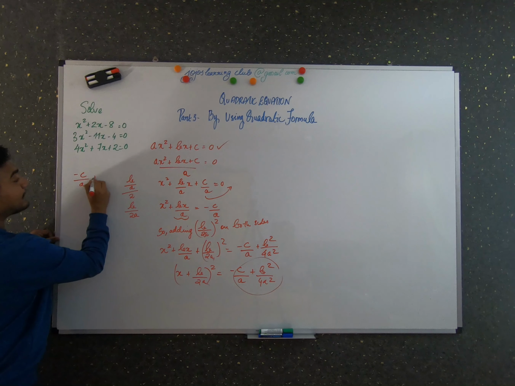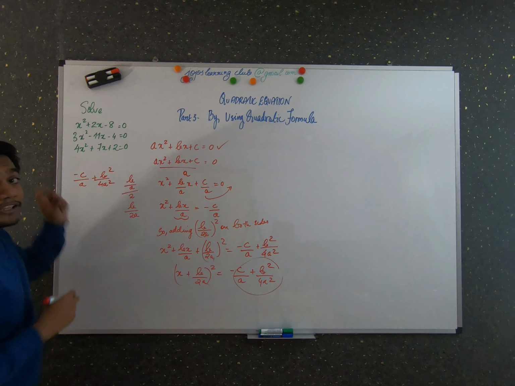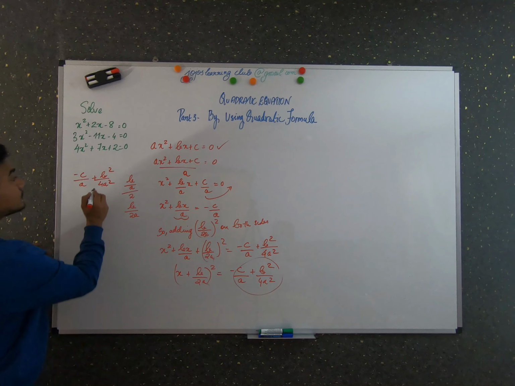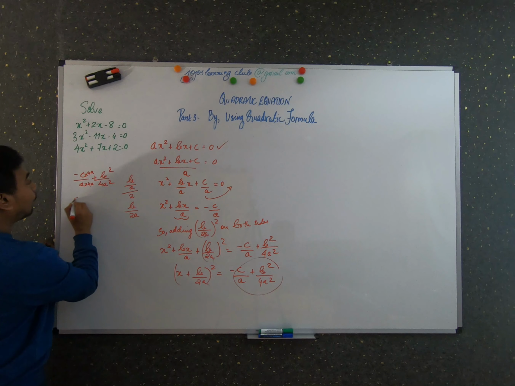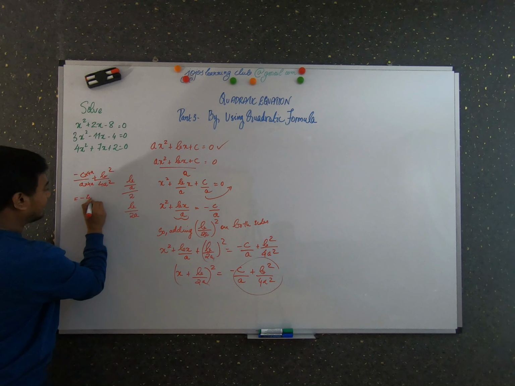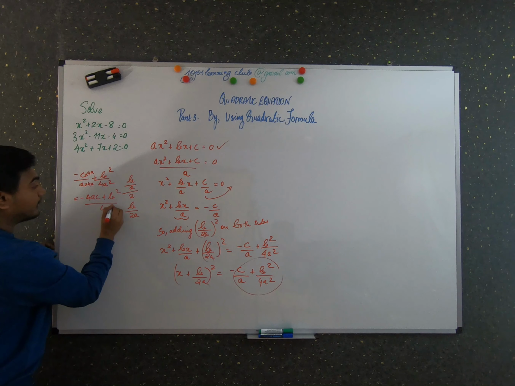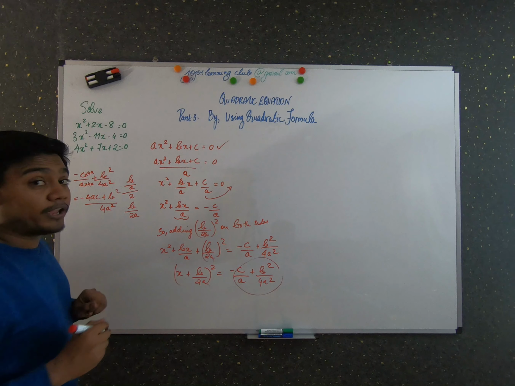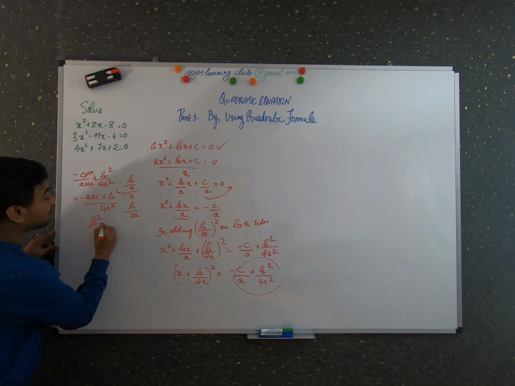Minus c by a plus b square by 4a square, and take the LCM so that you can combine them and make a single expression. So here you have to multiply with 4a. So I'm going to multiply here with 4a. So minus 4ac plus b square by 4a square, right? And again, I'm going to shift it so that the positive term comes on the front side.